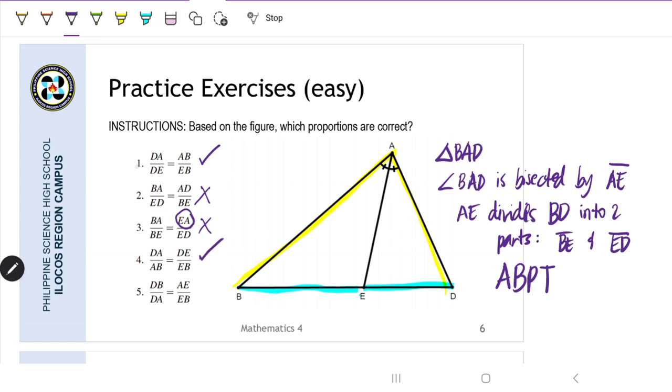So if you arrange equation 1, you can come up with equation 2, and they are both correct as well. And lastly, for number 5, DB over DA is equal to AE over EB. So the sides are wrong, or the proportion is incorrect. So number 5 is false.